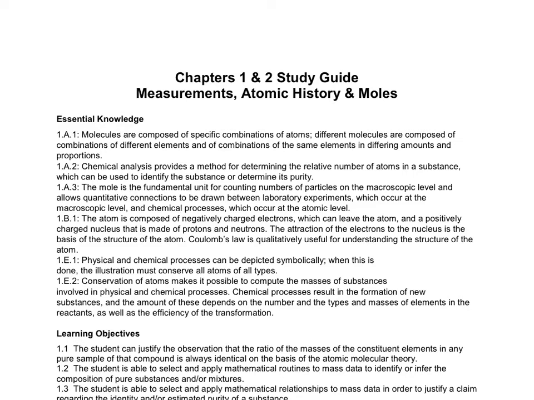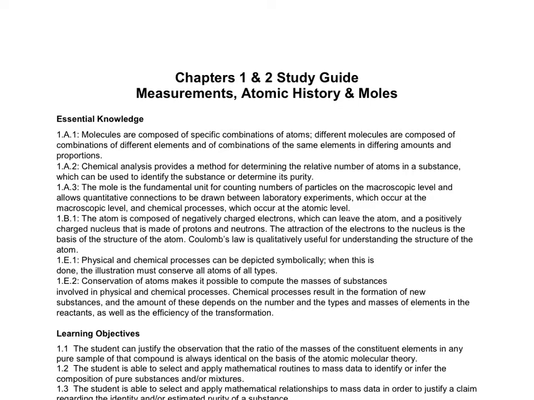We're going to do a little bit of notes and hopefully it's all review for you. You have received the chapters 1 and 2 study guide, which is basically a packet that has all the guided notes for those two chapters. At the beginning of each study guide, similar to last year, you had learning objectives. So here you have something called essential knowledge and learning objectives.